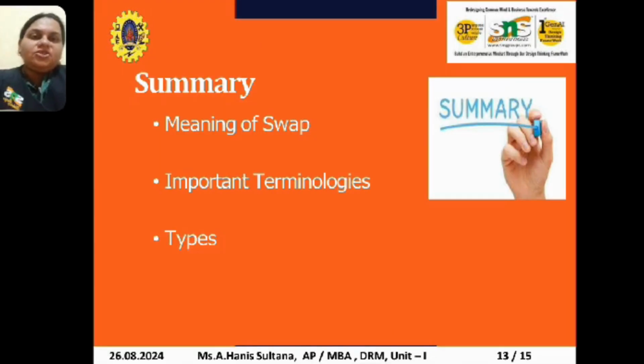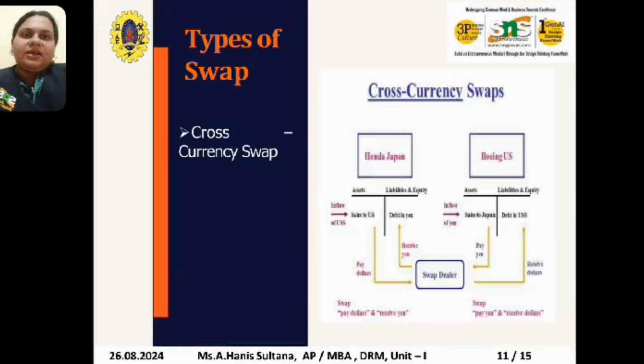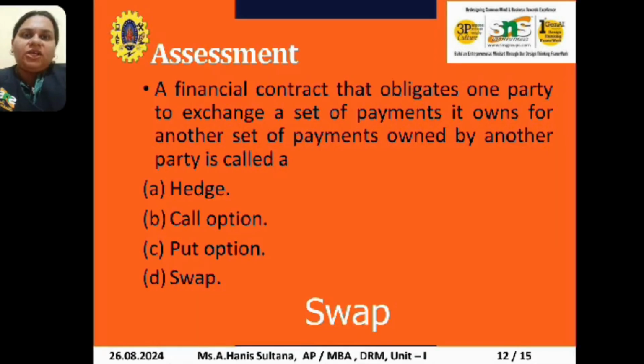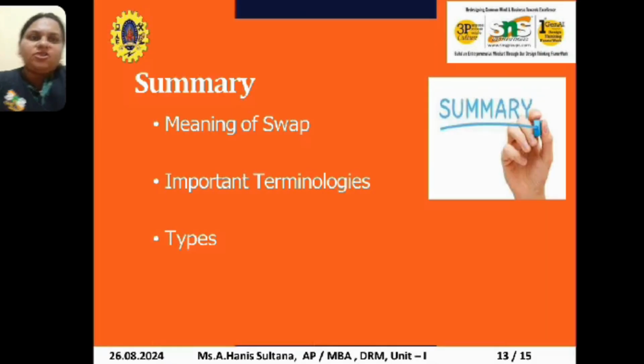So today we came across the meaning of swap. So what is swap? And what are the important terminologies used in swap, that is floating rate or interest rate. And we have two types of swap: interest rate swaps and currency swaps. Within the interest rate swap we have vanilla interest swaps, and within the currency swaps we have the cross currency swaps. And how the cross currency is involved we have also checked.